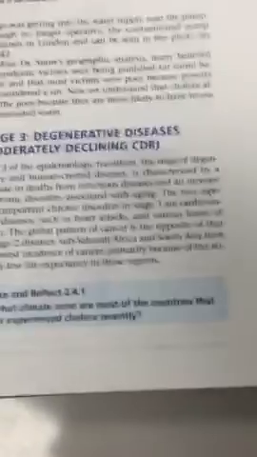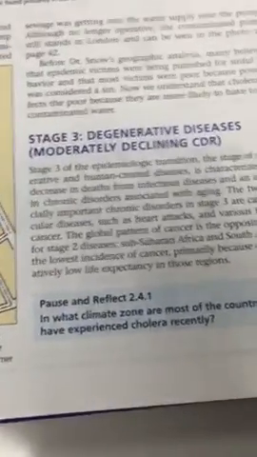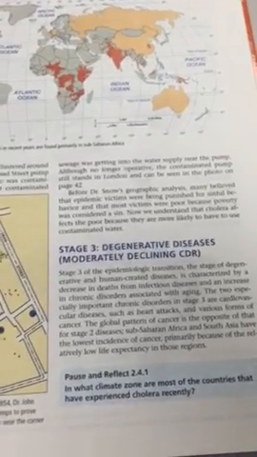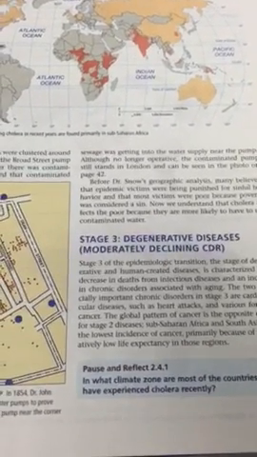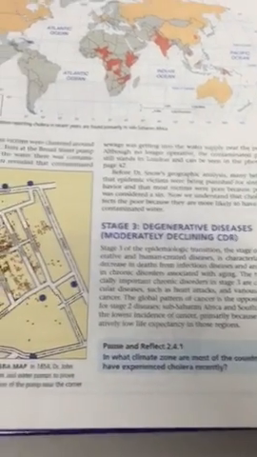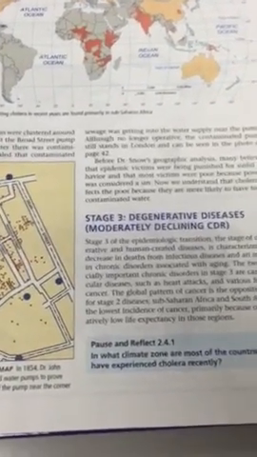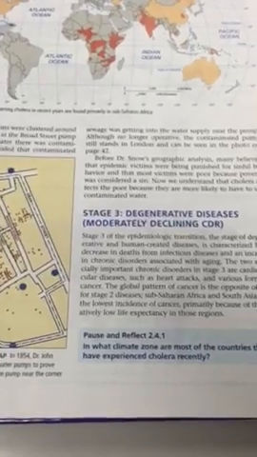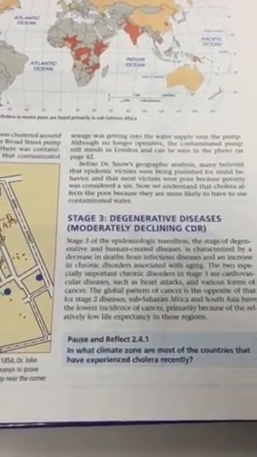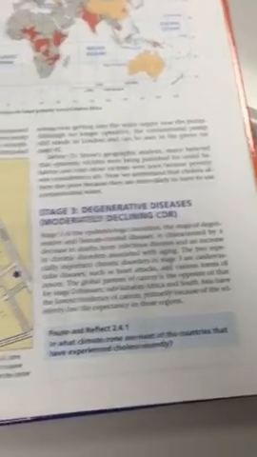Now stage 3 gets into degenerative diseases, and degenerative diseases are exactly what it sounds like. These are things where you degenerate over time. Human bodies aren't meant to last as long as we are having them last now, and so things like heart attacks, cardiovascular diseases, all of those kinds of things are what happens in stage 3.